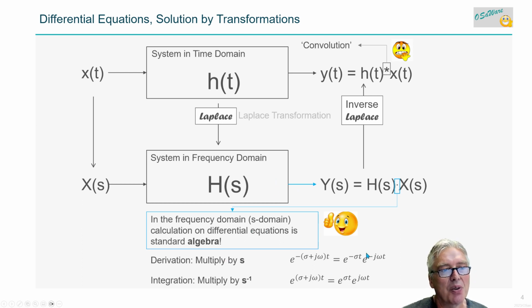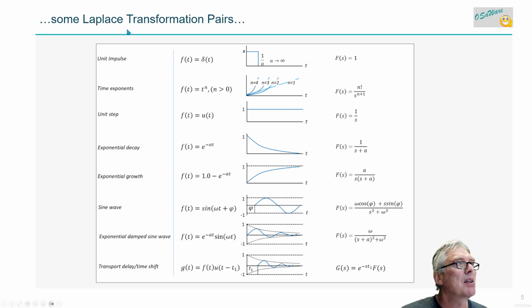In the Fourier transform, this part here is 1. We say that, okay, the sigma is 0 too. So the Fourier transform is one special case, in one plane, of the Laplace transformation. And then we have some Laplace transformation pairs dependent on the input function.